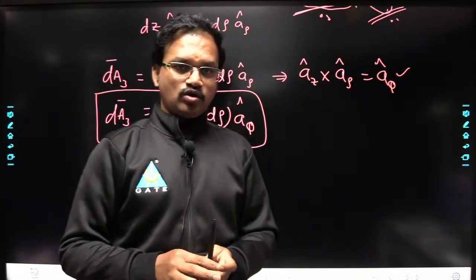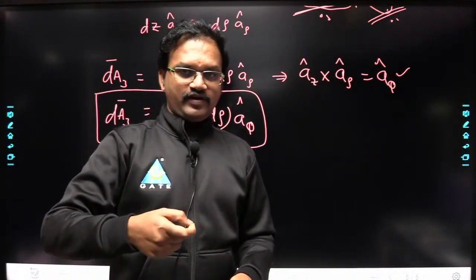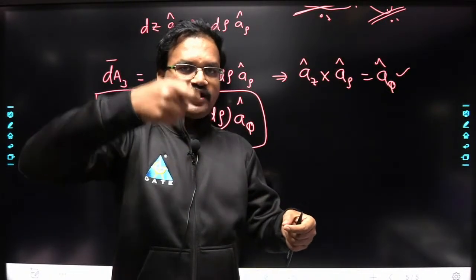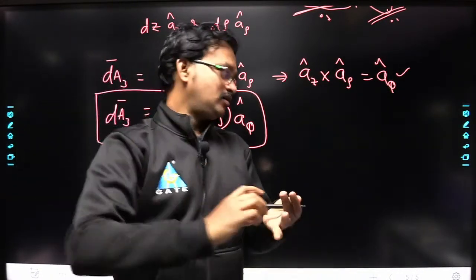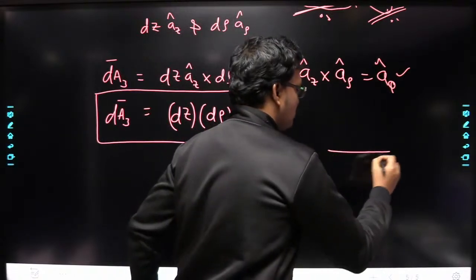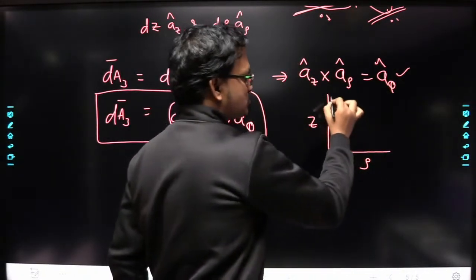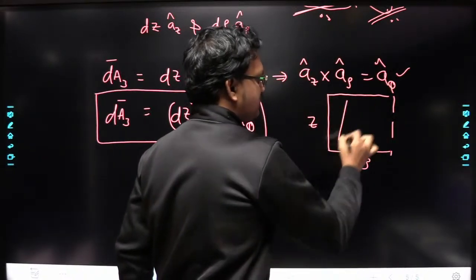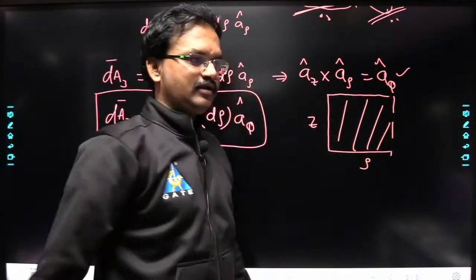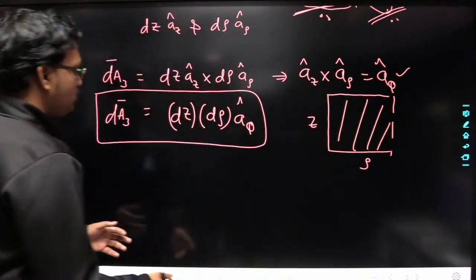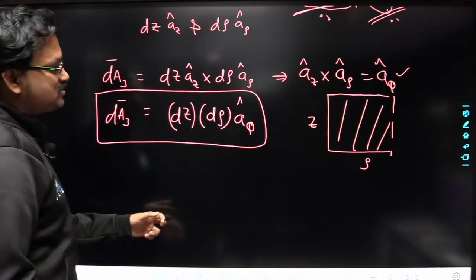So if you vary z and if you vary rho, what are you going to get? If you multiply these two, you are going to get the surface area of a rectangle. Yes or no? So you can easily visualize that here.